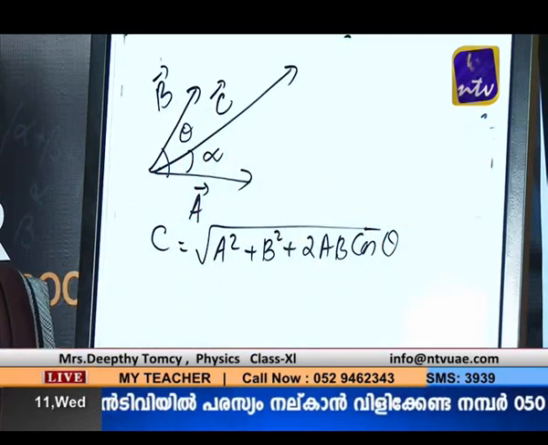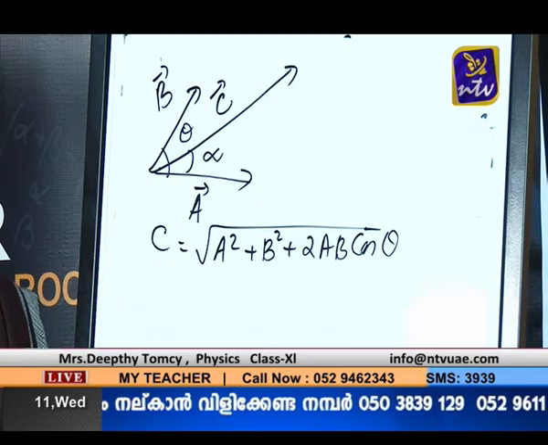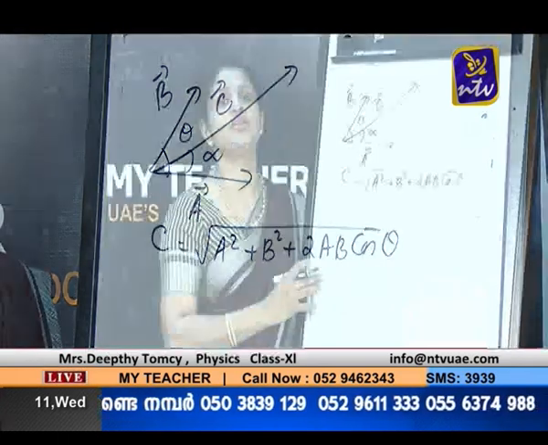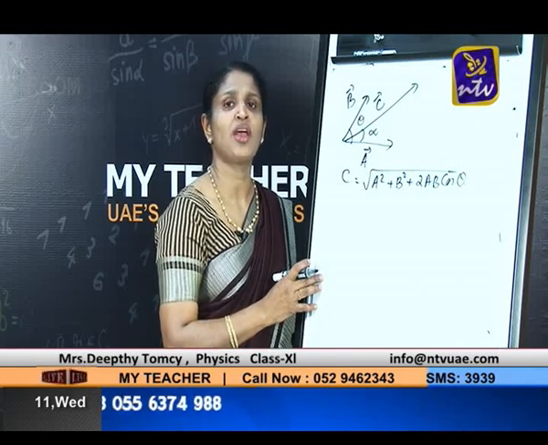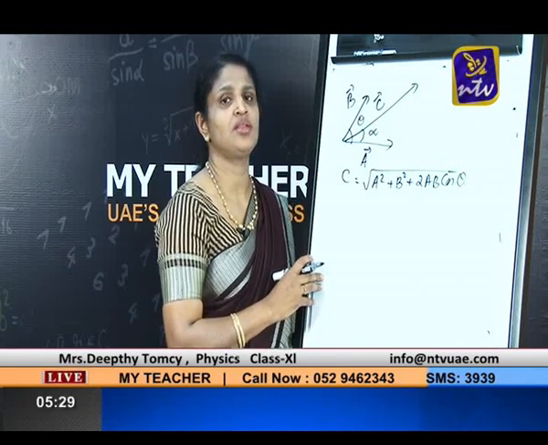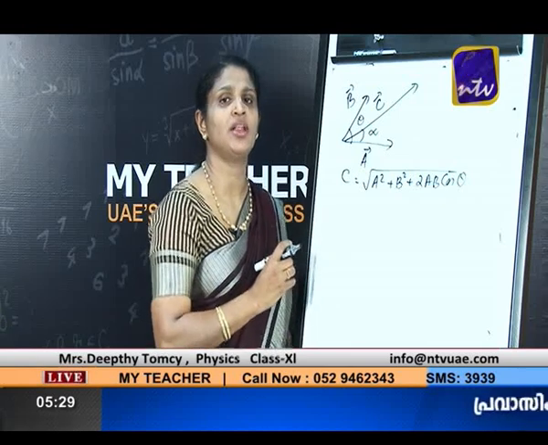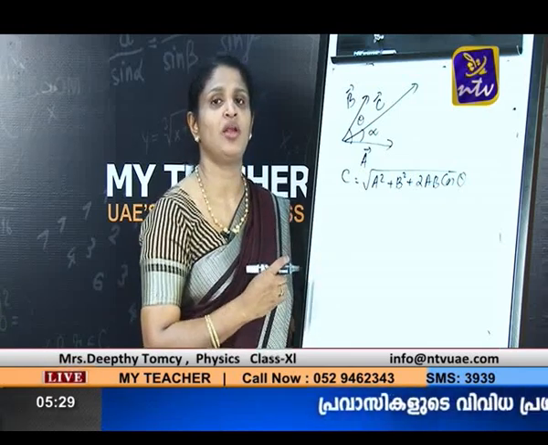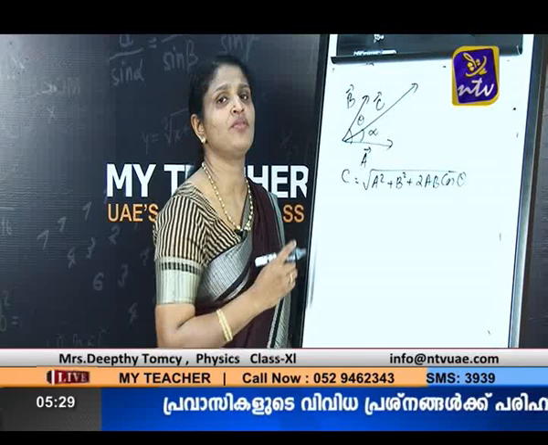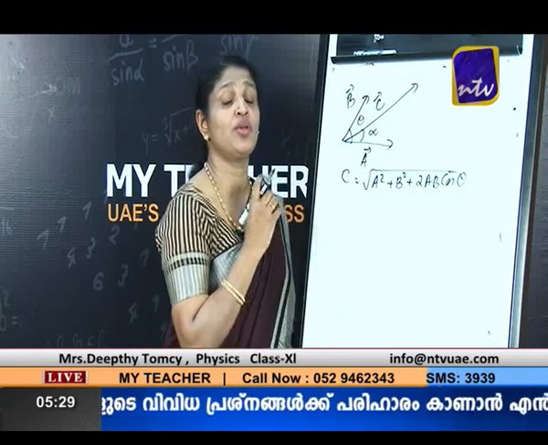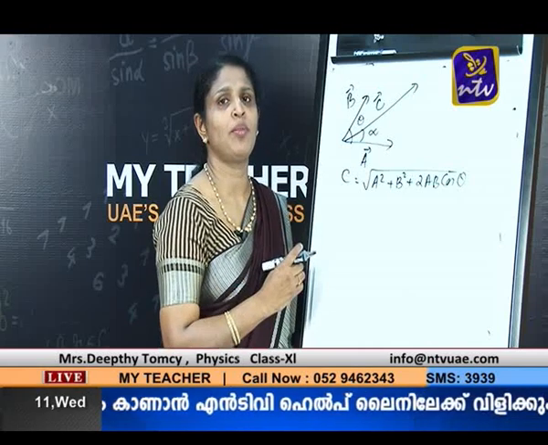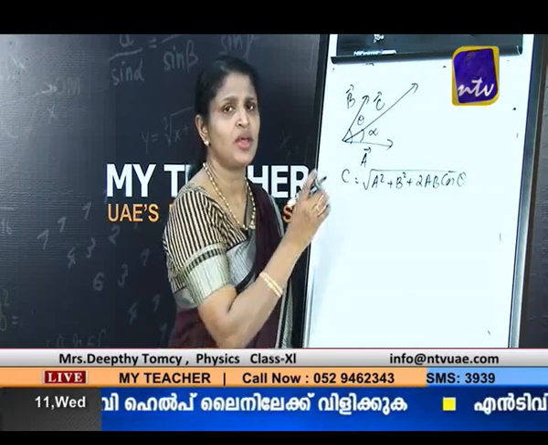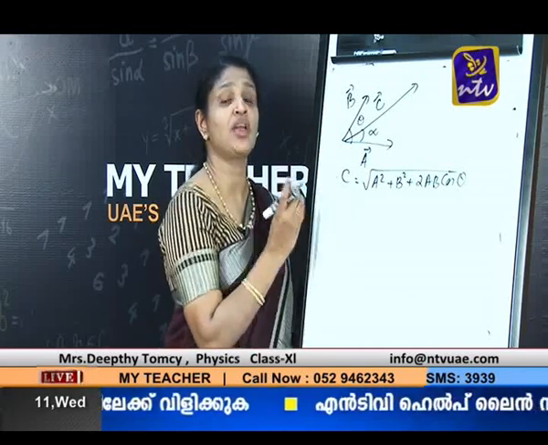vectors A and B. Once again, according to the parallelogram law of vectors, if two adjacent sides of a parallelogram represent two vectors in magnitude and direction, then their resultant is represented completely by the diagonal of the parallelogram. The magnitude of the diagonal is given by root of A square plus B square plus 2AB cos theta. Thus C gives the magnitude.